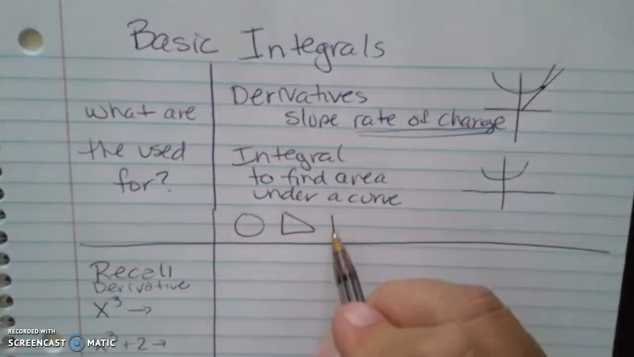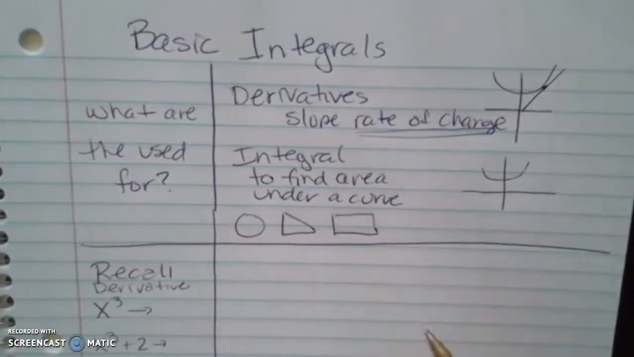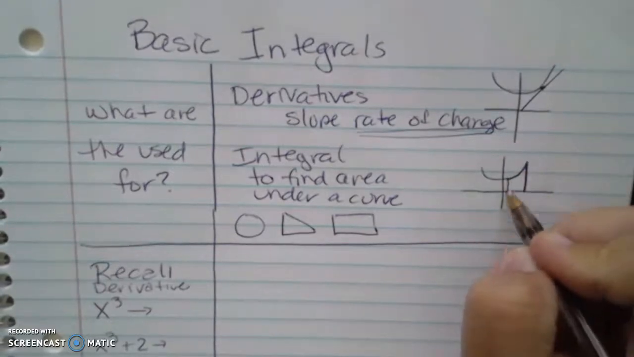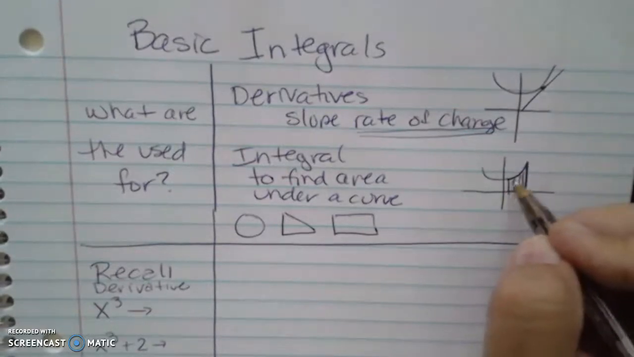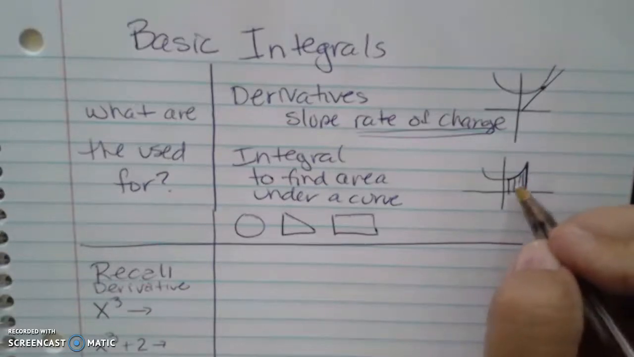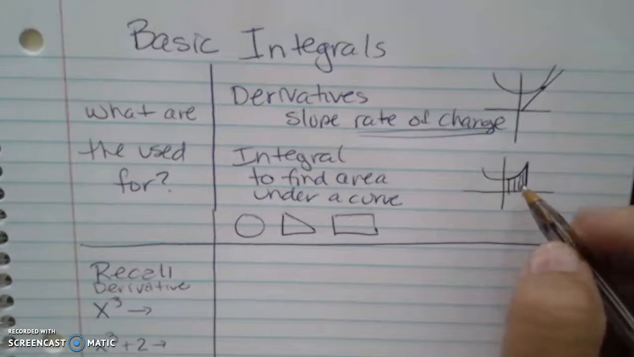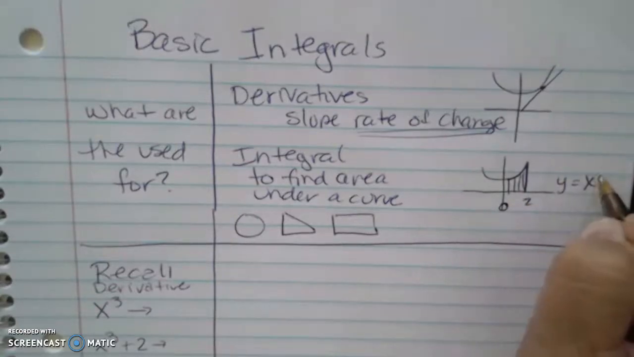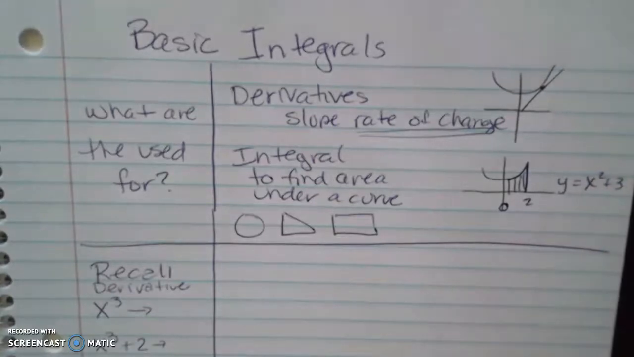In geometry, you could find the area of a circle, a triangle, a rectangle or a square, but could you find the area of this weird shaped thing right here? It kind of looks like part of a bridge or something. That's what calculus allows us to do: find the area from 0 to 2 of the function y equals x squared plus 3, or whatever this function is. All right?